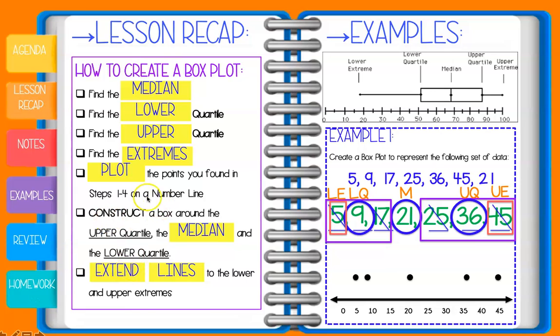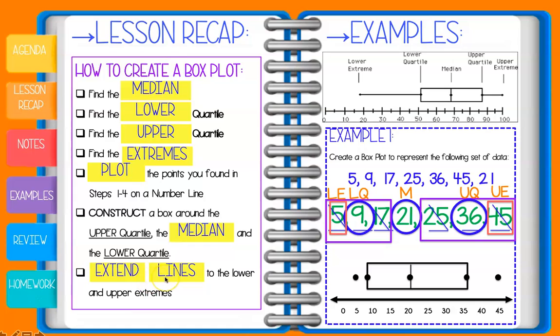Now what we're going to do is we're going to construct a box around the upper quartile, the lower quartile, and the median. Okay, so we know that the lower quartile is the left side of my box. The upper quartile is the right side of my box. So here's my box. And we also need to draw a line through the median to show that this is the center of our data. Okay, so we've got our box, we've got our line.